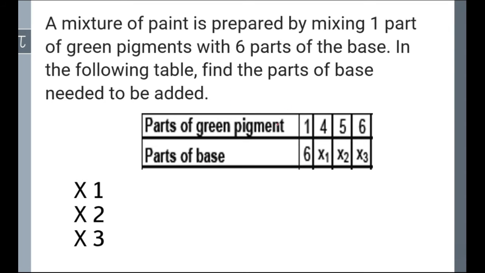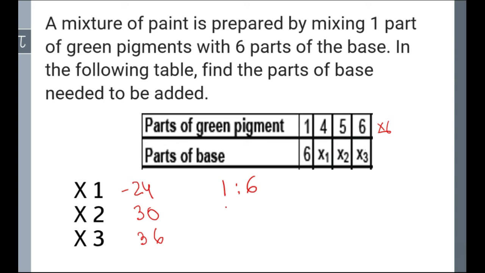Yes. So for 4 we just multiply 6 with the 4. If it is 1, then it is 6. 1 is to 6. If it is 4, then this should be 4 multiplied by 6. This is 24, right? So if it is 5, 5 multiplied by 6, it should be 30. And for 6, 6 multiplied by 6, 36. So these are the ratio. Ratio of green pigment to the base is 1 is to 6.